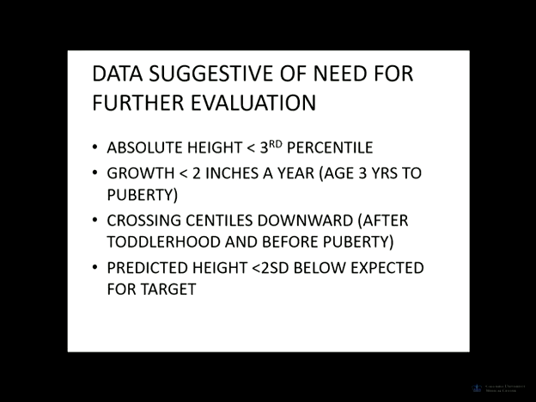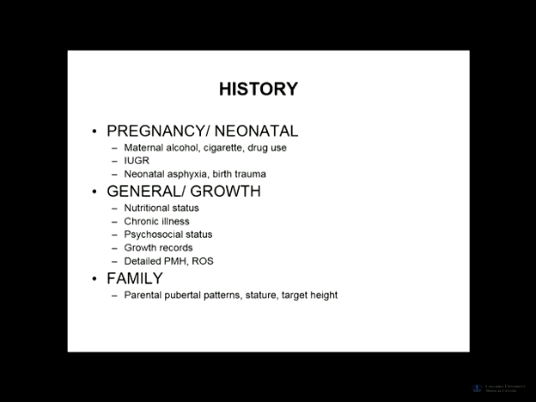Crossing centiles downward, again, is abnormal. And if the predicted height, which is based on a bone age x-ray of the hand, and then again, we'll talk about how we do that, turns out to be much less than we would expect for the family, I'm going to talk again about target height in a little bit.